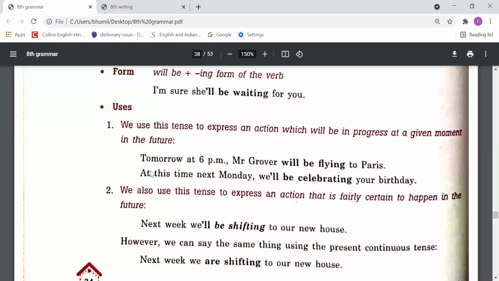At this time next Monday we will be celebrating your birthday. So we are talking about next Monday, and this work will be going on. This work will be in process. So we are talking about the future, and in that case we can use future continuous tense.